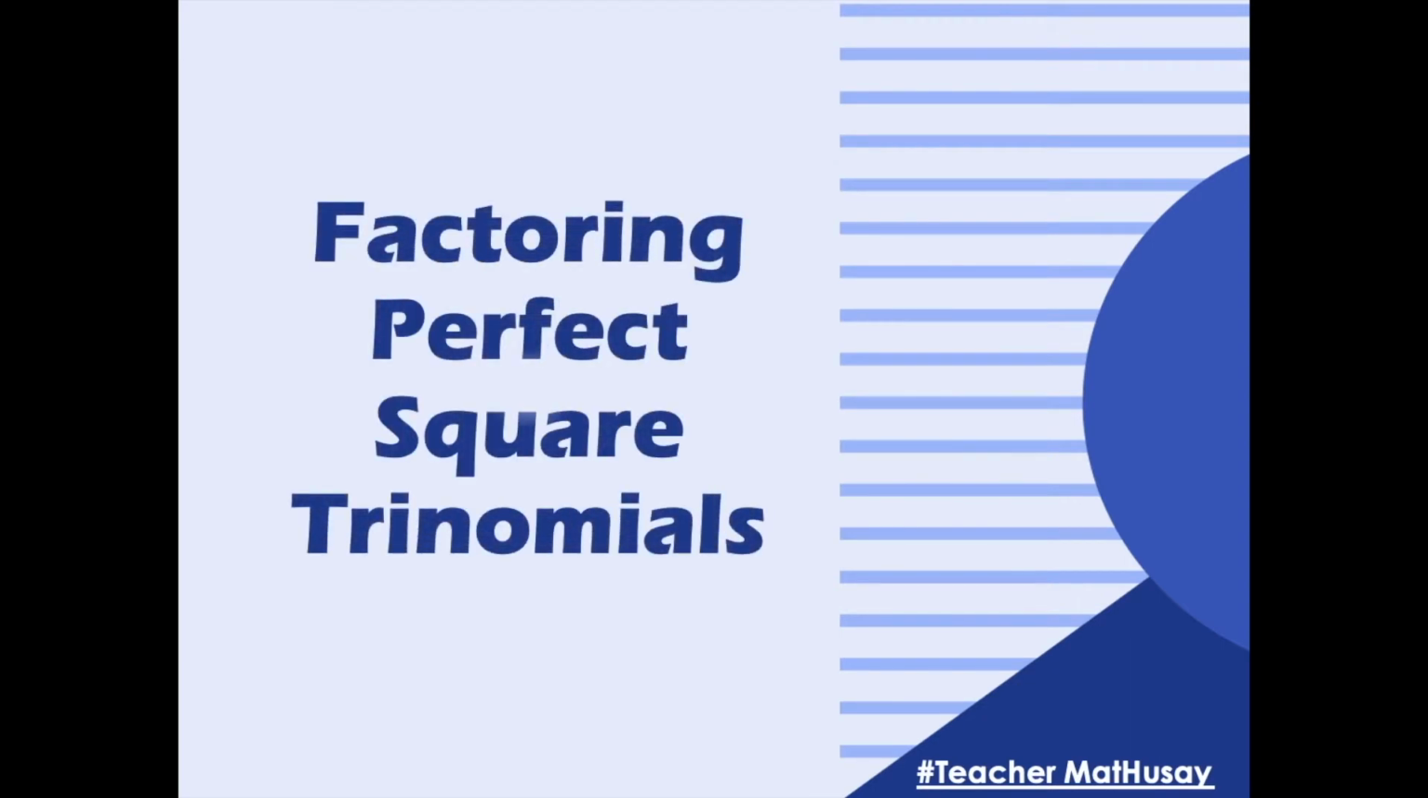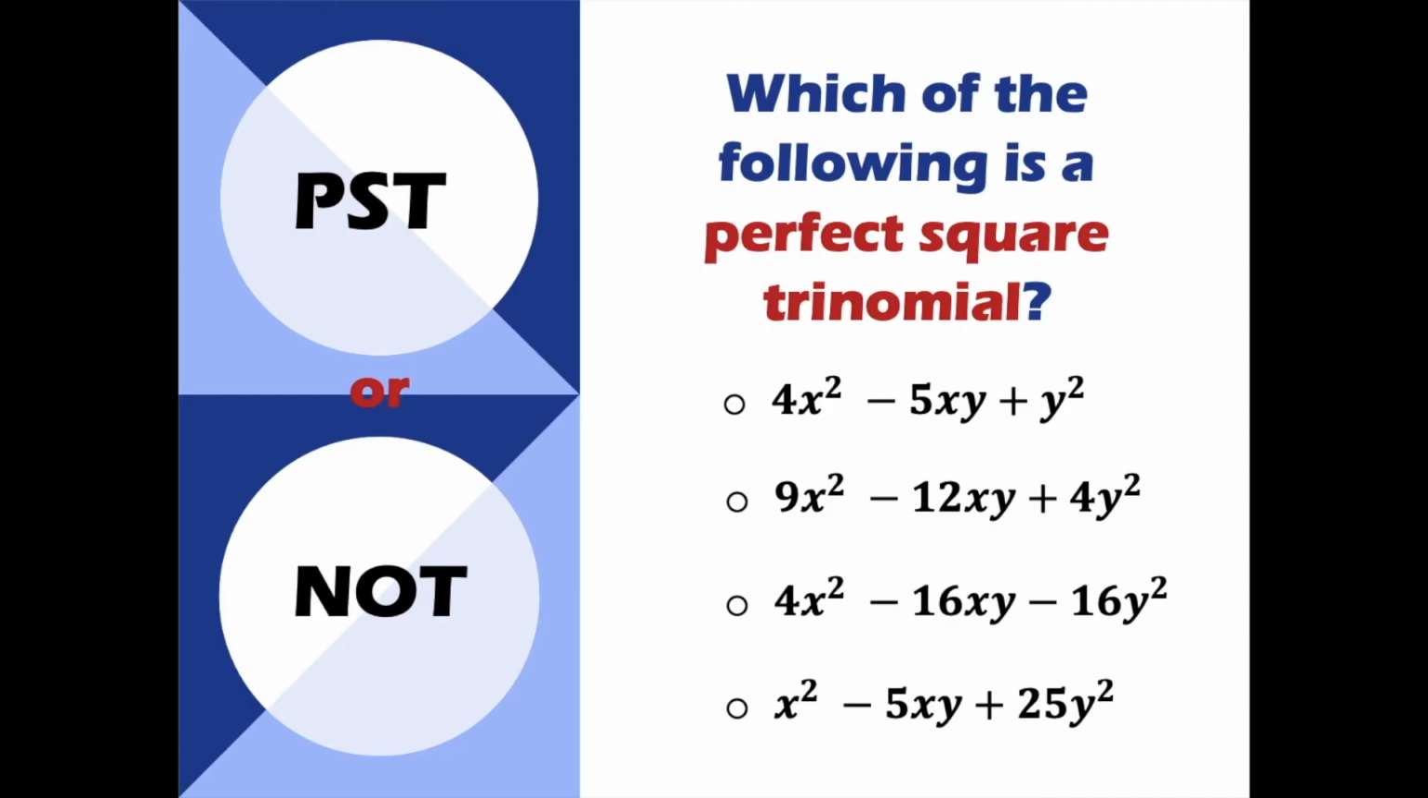Today, I will be discussing how to factor perfect square trinomials. But before that, how do we identify whether a trinomial is a perfect square or not? Which of the following is a perfect square trinomial? Is it 4x squared minus 5xy plus y squared? Is it 9x squared minus 12xy plus 4y squared? Or is it 4x squared minus 16xy minus 16y squared? Or x squared minus 5xy plus 25y squared?